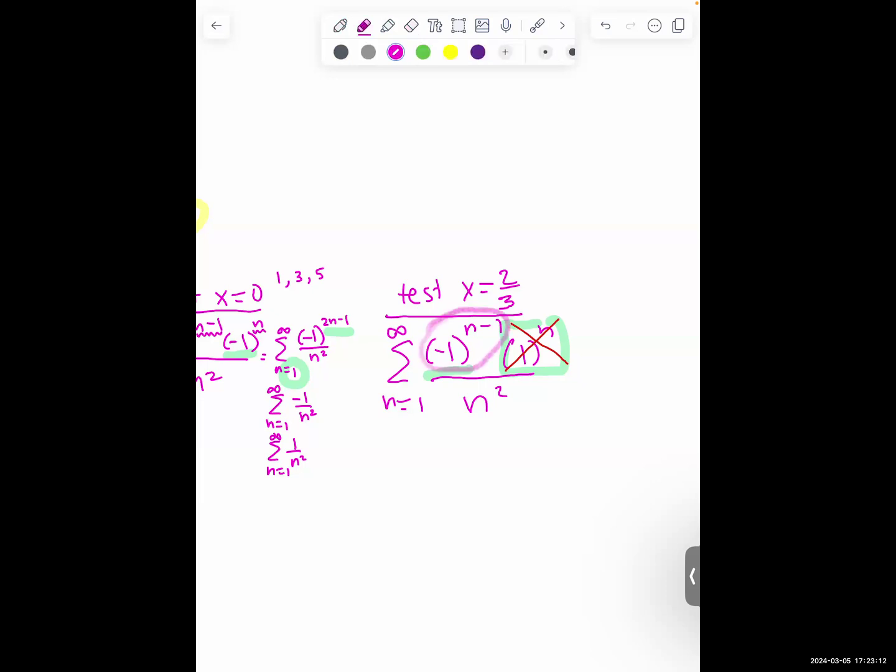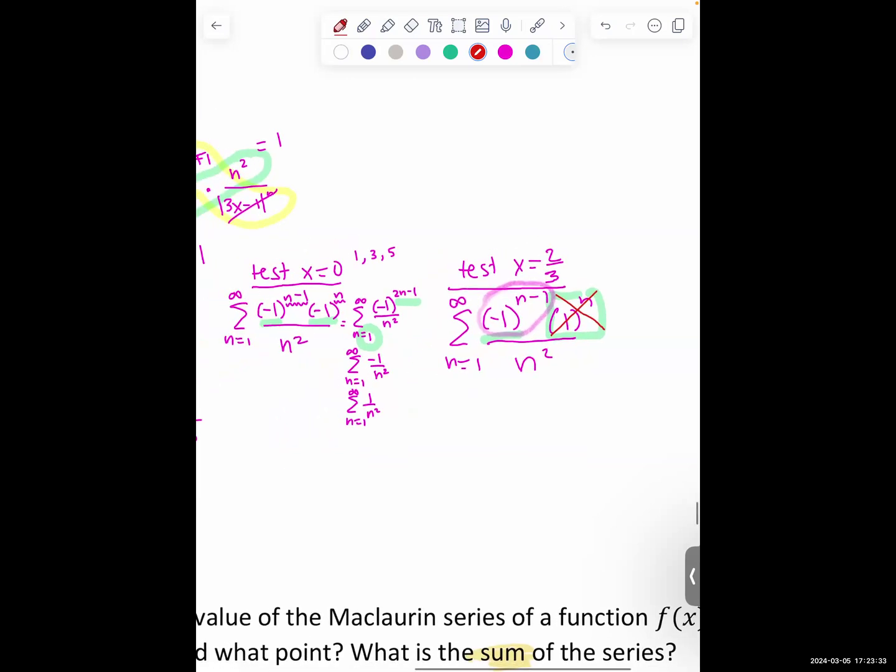So you want to assess: when I plug in 1, I get 1. When I plug in 1, I get 0. When I plug in 2, I get 1. When I plug in 3, I get 2. So it is switching off, jumping by ones, which means that it does result in an alternating series. Now when I take the absolute value of this, because this is 1 over n squared, it still results in something that's absolutely convergent.